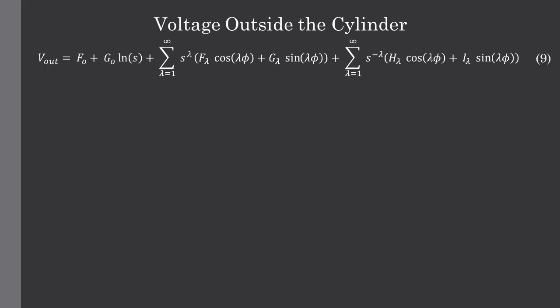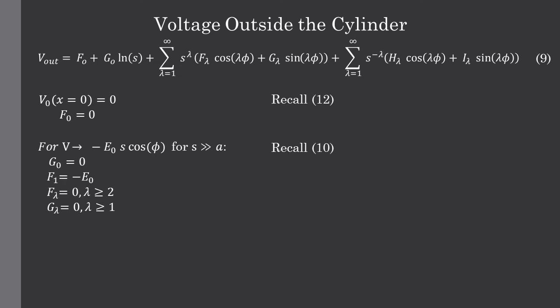Looking at the voltage outside the cylinder, by the same argument, F0 is 0, again recalling 12, and recalling boundary condition 10, we can say that V needs to go towards minus E0 s cosine phi. Now if we think about this, the logarithm cannot be allowed, because if you go for large values of s, the logarithm does not go to 0, the logarithm grows. So that term has to go away, and so the only way to make it go away is to set its coefficient G0 to 0.